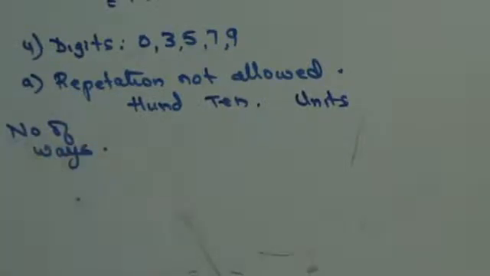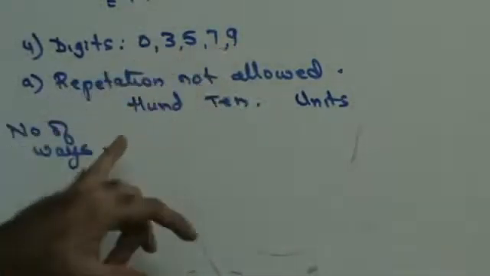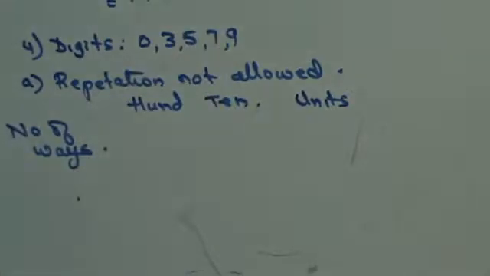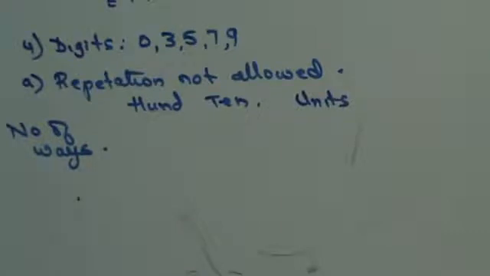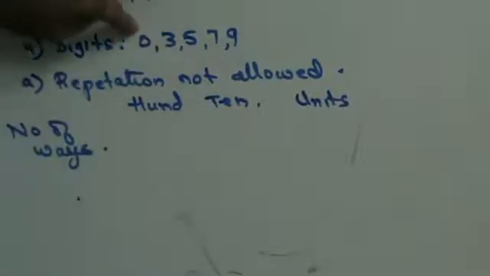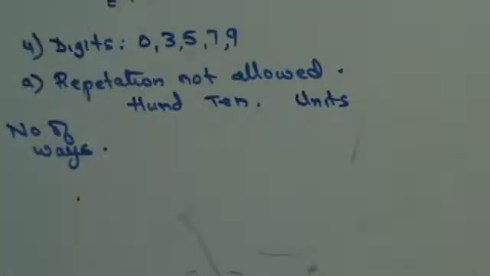Now, if I want the number to be between 100 and 1000, out of these digits I cannot put 0 in the hundreds place, because if I put 0 in the hundreds place, it will become a 2-digit number. So how many alternatives are remaining with me? 1, 2, 3, 4. There are 4 alternatives which remain to fill the hundreds place.